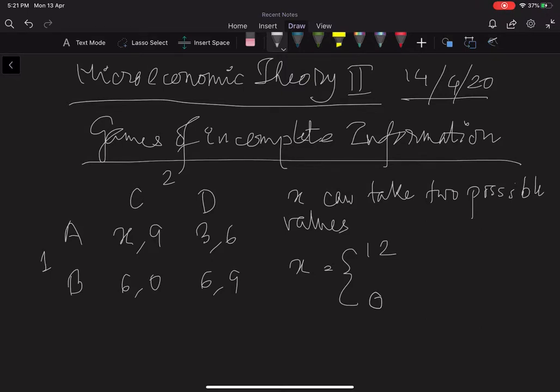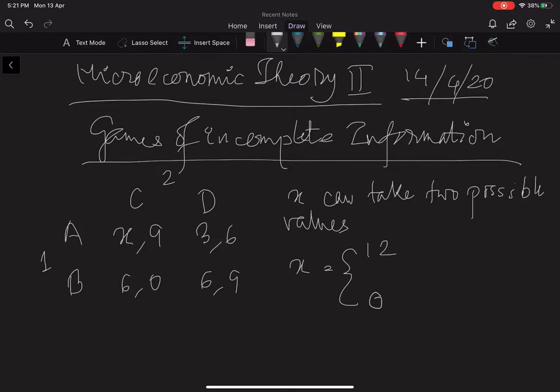Okay, and player 1 obviously would know at the time of choosing the strategy whether the payoff is 12 or 0 for him. Okay, but the uncertainty is more from the point of view of the second player. So the second player doesn't know whether player 1 would get payoff 12 or would get payoff 0 from choosing action A when player 2 chooses action C.